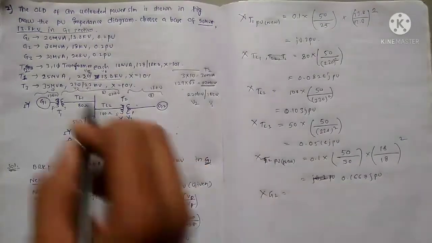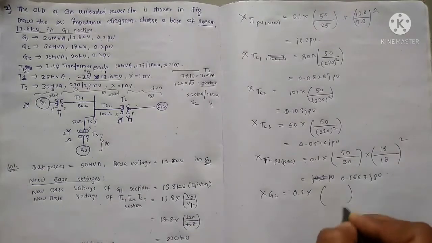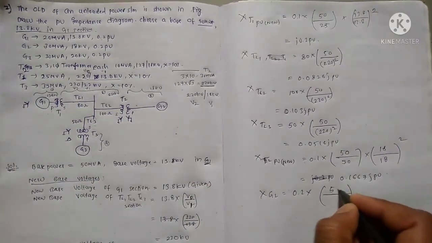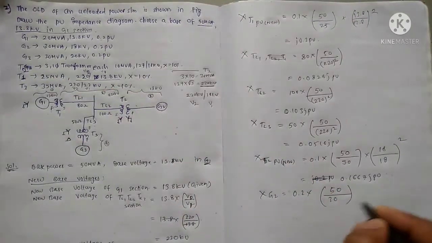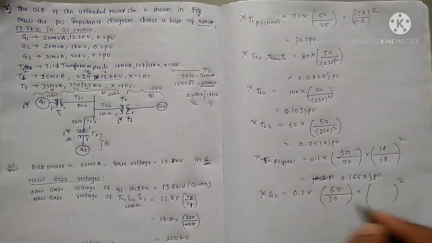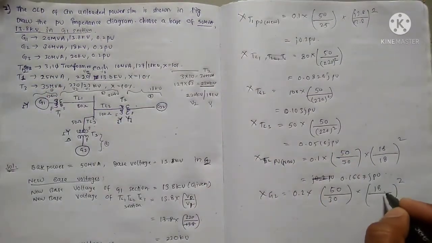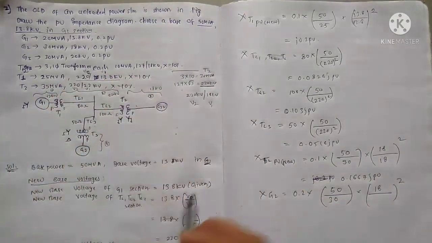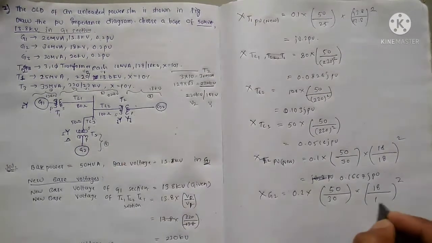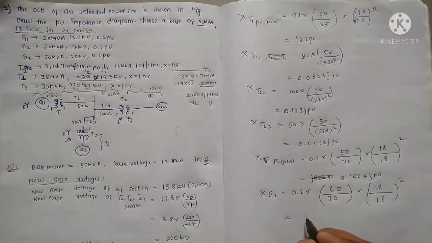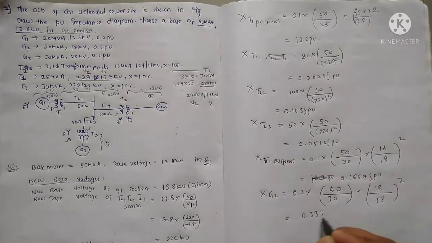For generator G2, old pu given as 0.2 multiplied by new power 50 MVA and the generator G2 power is 30 MVA multiplied by voltage section whole square. G2 voltage is 18 kilovolt and new voltage of generator 2 section is 18 kilovolt divided by this, gives us 0.333 j pu.